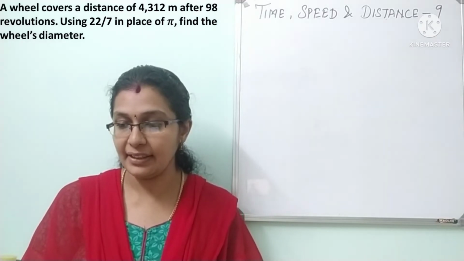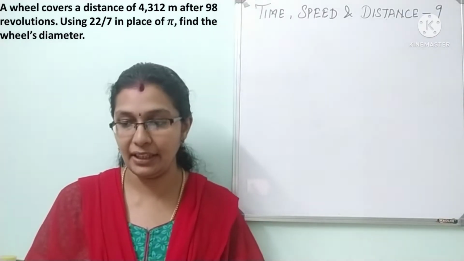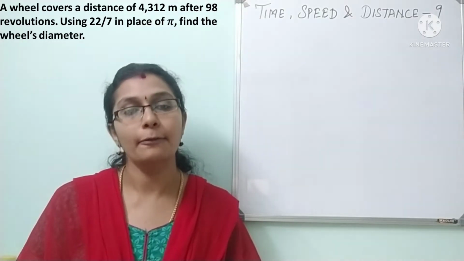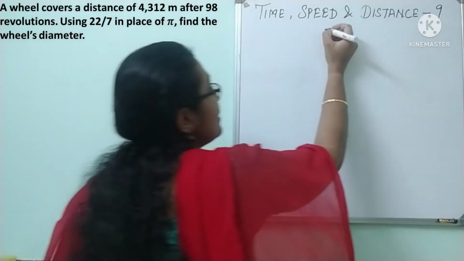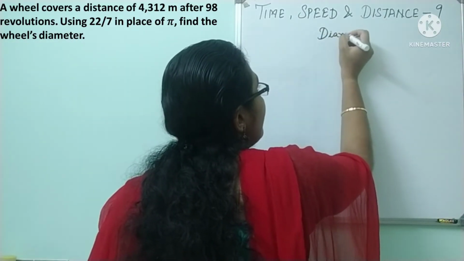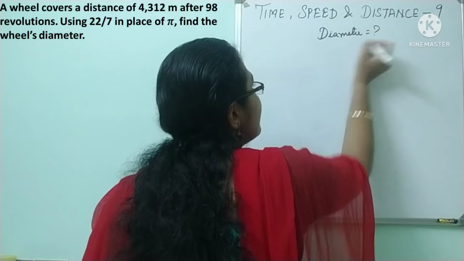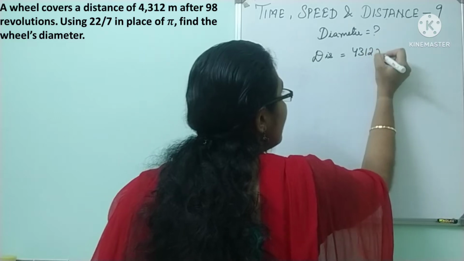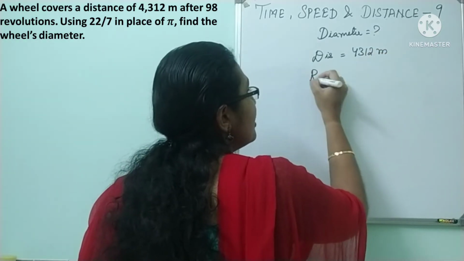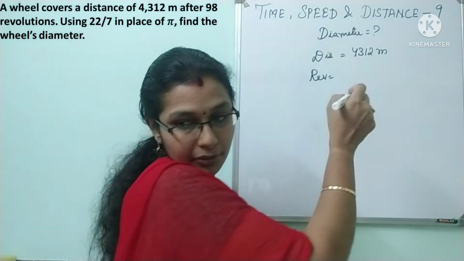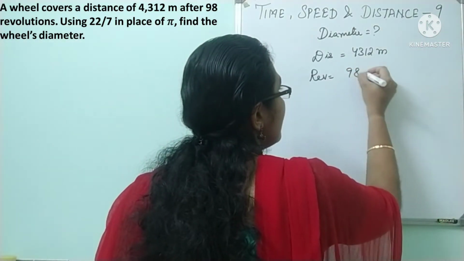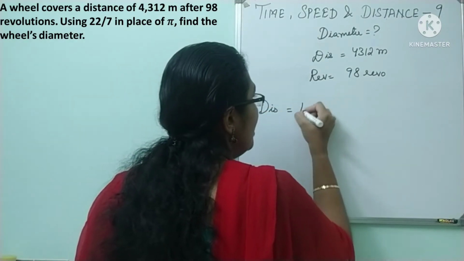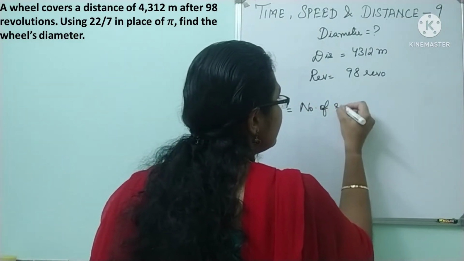A wheel covers a distance of 4312 meter after 98 revolution, using 22 by 7 in place of pi. Find the wheel's diameter. So here our question is, we will have to find the diameter. And what is all the information given? Distance they have given as 4312 meter. And what else? Revolution they have given as, how many revolution? 98 revolution.